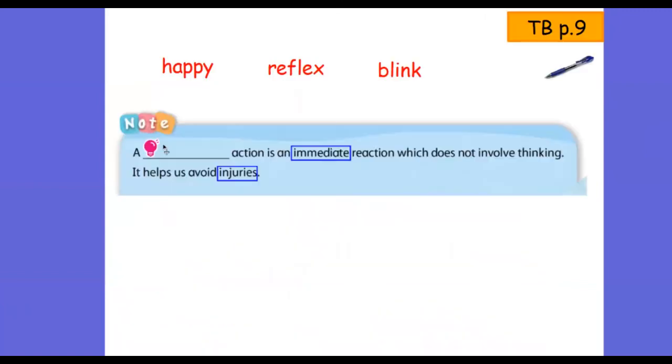Okay, if you take a look at your textbook page 9, we have to fill in the blanks here. All right, so what kind of action is an immediate reaction which does not involve thinking, and helps us to avoid injuries? So this action is called reflex action. So you can write it down in your textbook.